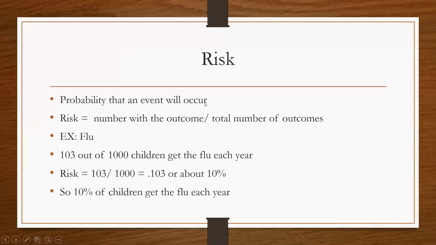We've also got risk, which is kind of an offshoot of proportion. It's a probability that an event will occur. It's calculated almost the exact same way, where it's just the number with the outcome divided by the total number of outcomes. An example I thought up was the flu. I gave random numbers: 103 out of 1,000 children get the flu each year. So the risk would be 103 over the total number of children, and you get 0.103, or about 10%. So about 10% of children get the flu each year. That's the risk.